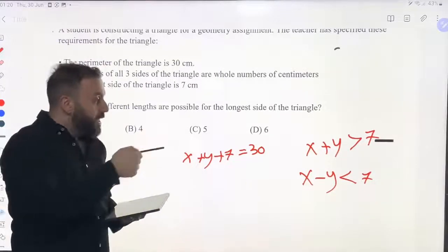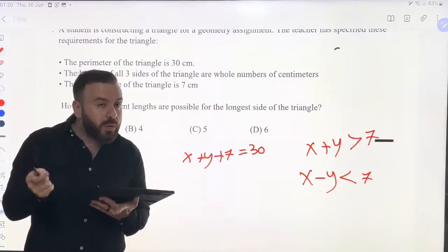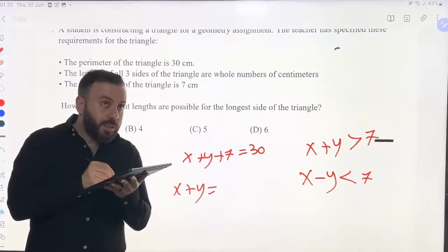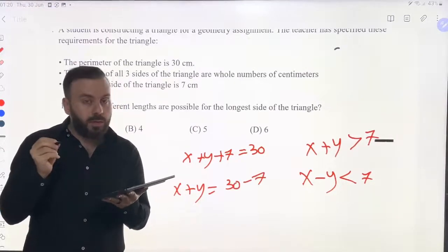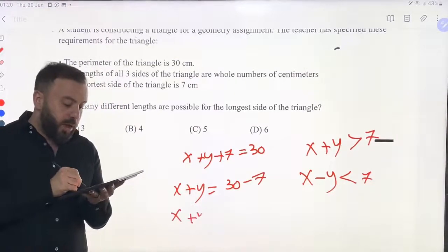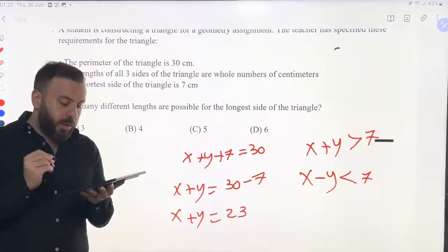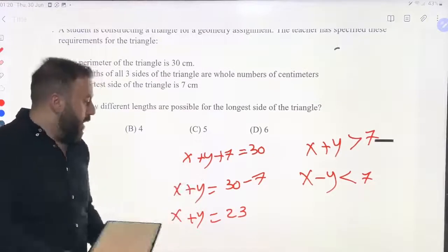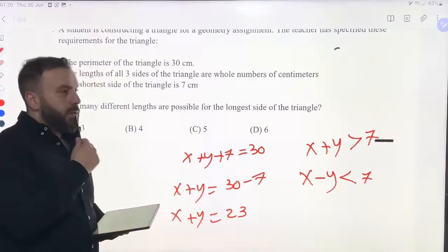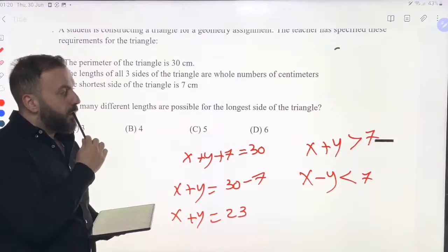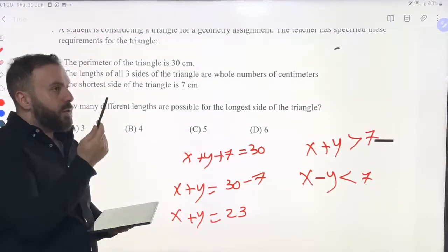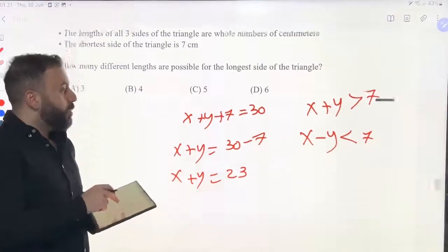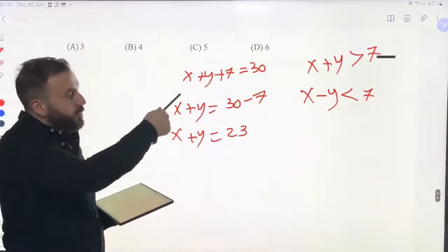Now, x plus y plus 7 is equal to 30, which means that x plus y is equal to 30 minus 7, which means x plus y is equal to 23. Right, and x plus y greater than 7, and x minus y is less than 7. What kind of puzzle is this? Right, now, let's try some.